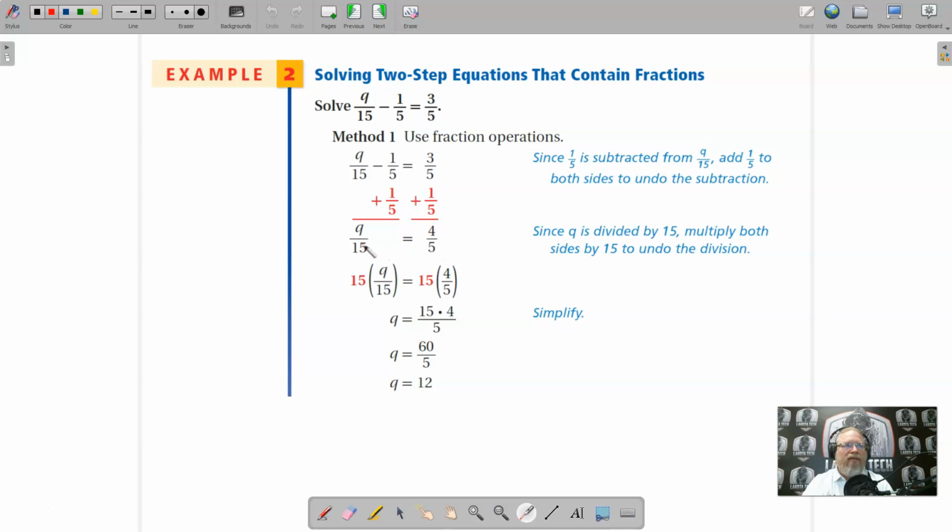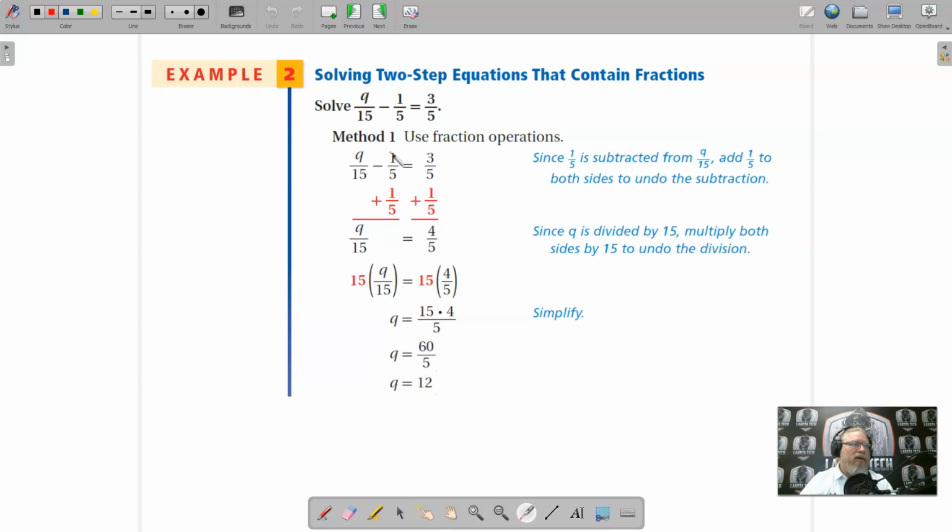Best way to get rid of a fraction, multiply by the denominator. So let's multiply by the denominator of 15. And what we do to one side, we're going to do to the other. So the 15's cancel each other, giving us q. 15 times 4 over 5 is the same as 15 times 4, over 5. 15 times 4 is 60. 60 divided by 5 is 12. Therefore, q equals 12.